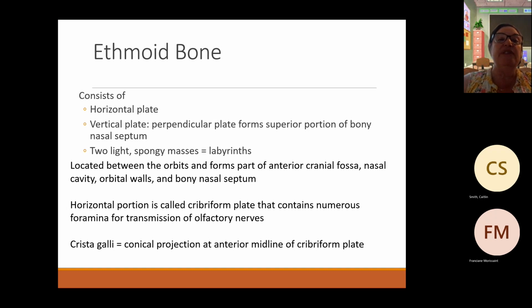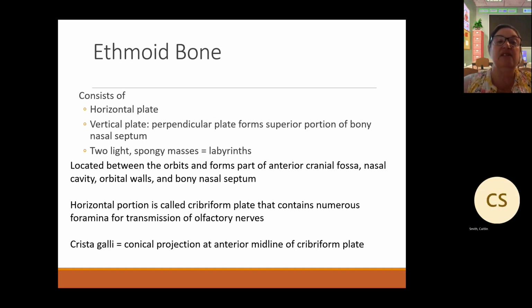septum. Now, within the ethmoid bone, you have two light spongy masses called labyrinths, and they're located between the orbit, and it forms part of the anterior cranial fossa, the nasal cavity, part of the orbital wall, and the bony nasal septum. The horizontal portion of this is called the cribriform plate that contains numerous foramina for transmission of the olfactory nerves. And the olfactory is the sense of smell.